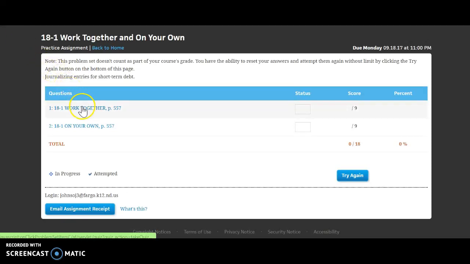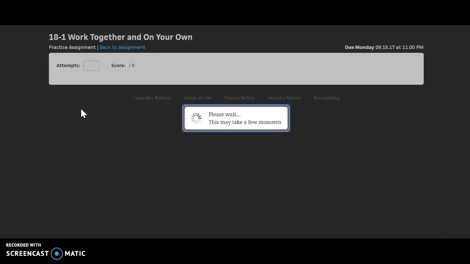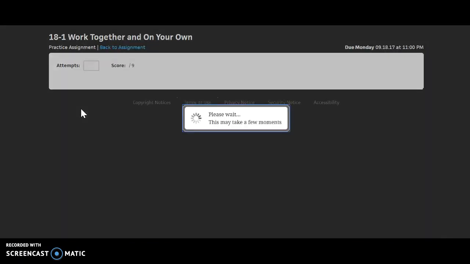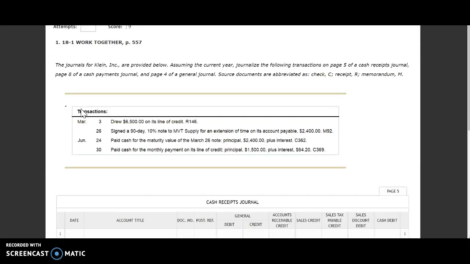Go ahead and open up your 18.1 work together. It says the journals for Klein Incorporated are provided below. We're assuming the current year. We're going to journalize the following transactions on page 5 of the cash receipts journal, page 8 of the cash payments journal, and page 4 of a general journal. Source documents are abbreviated as C, R, and M.